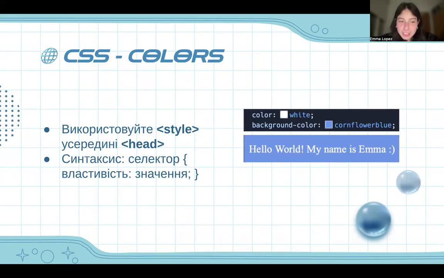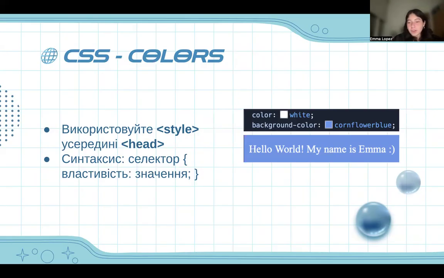Now for CSS, if we want to modify the style within our website, as I said before, you can add the style tags within our header. And then you can modify the different colors and the different backgrounds and text colors that you want to see on your website. And so this is the syntax for it.